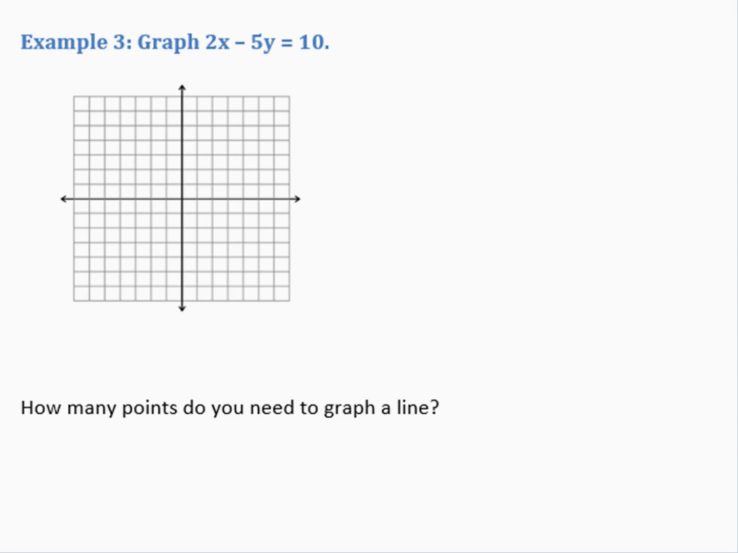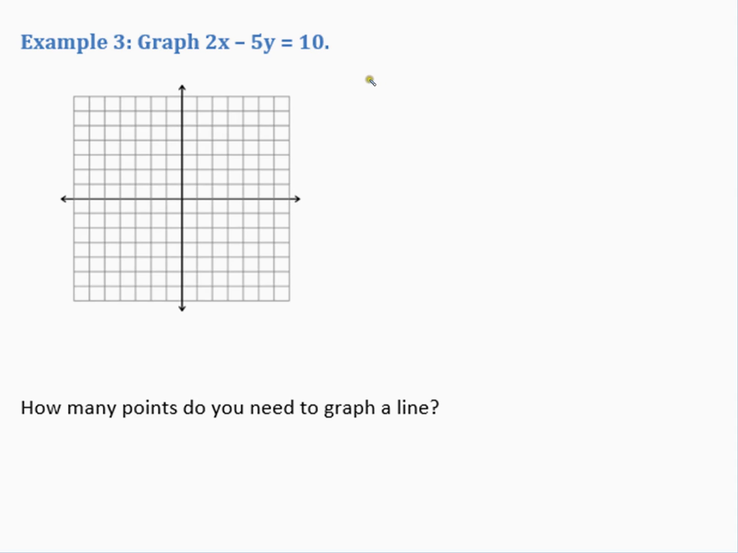Well, now here we have another line that we want to graph. It's 2x minus 5y equals 10. A nice way to be able to do this is to get it in function form, and the reason that would be helpful is because then we have y is just equal to something, and so we can plug in x and easily find the y value.